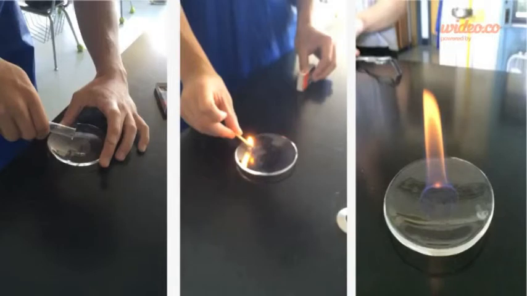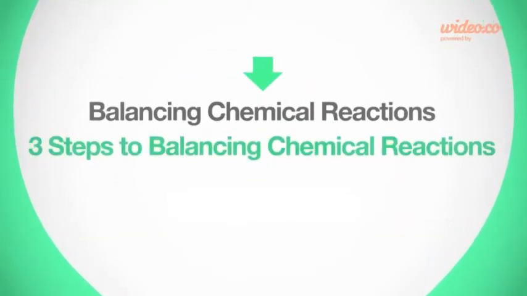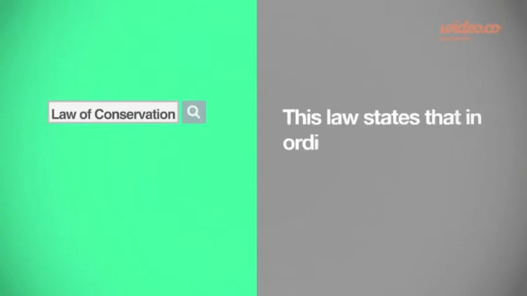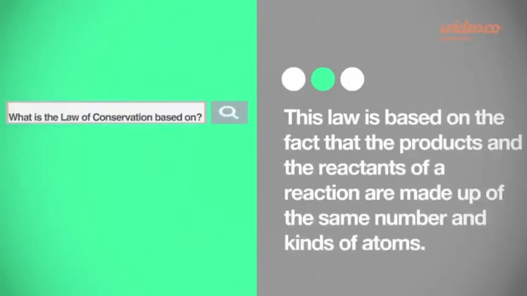And now we will be talking about the steps to properly balancing chemical reactions. The law behind balancing equations is known as the law of conservation. This law states that in ordinary chemical or physical changes, mass is neither created nor destroyed. And what is the law of conservation based on? This law is based on the fact that the products and the reactants of a reaction are made up of the same number and kind of atoms.